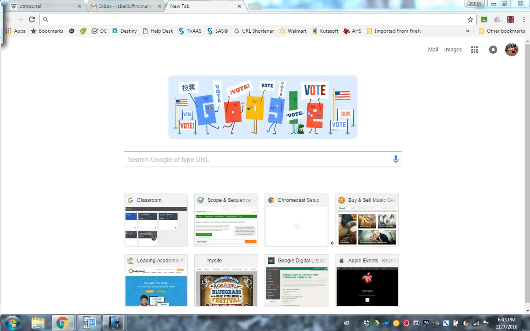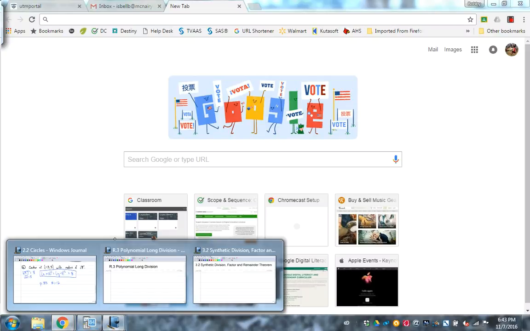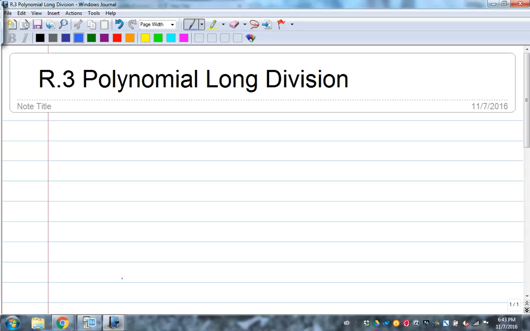All right, so let's get into section R3. Everybody loves long division. From elementary school, we did long division with numbers. Now we're in college, and we're going to do long division with polynomials.